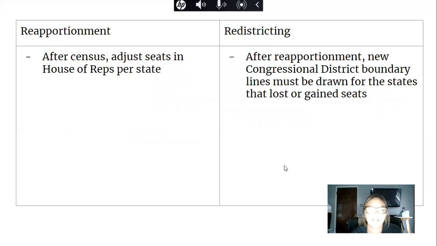All right, we're almost done here. This next one is reapportionment versus redistricting. Very, very easy. So after the census is taken every 10 years and we get a good idea of the population count in each of the states, first we're going to reapportion. So that means we're going to have to adjust the seats in the House of Representatives for each state, depending on if that state increases or decreases in population.